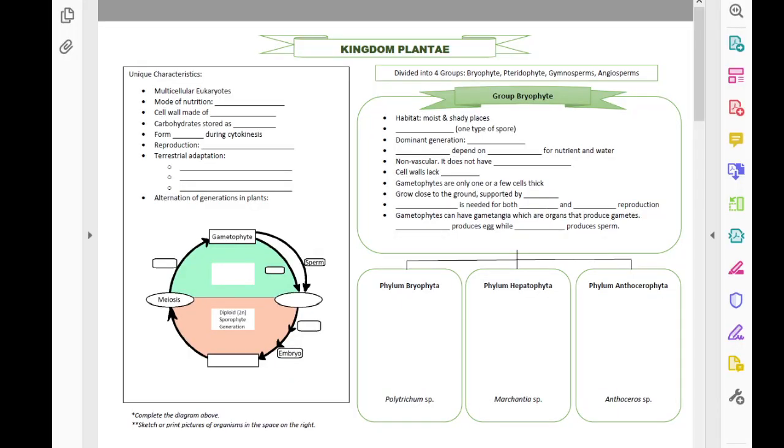Oh, and don't forget to fill in the worksheet on this part. I didn't put in the part for terrestrial adaptation, so nanti kamu letak sendiri lagi. Find some place for you to write down terrestrial adaptations of bryophytes.